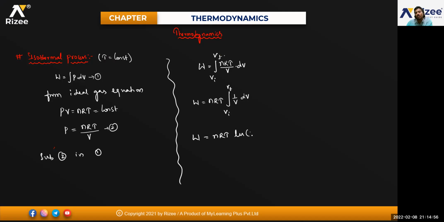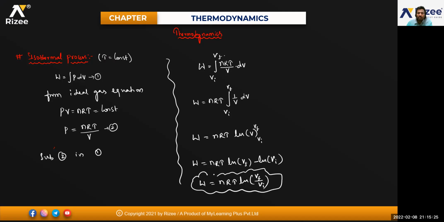This will be equal to ln of V. Limits will be from V initial to V final. So W is equal to nRT. Substitute upper minus lower limit. So it is ln of V final minus ln of V initial. If I simplify it, we get work done equal to nRT times ln of V final divided by V initial. So work done is equal to nRT ln of V final divided by V initial.